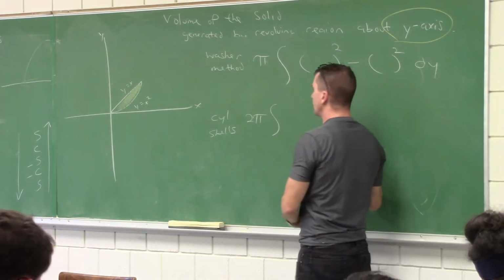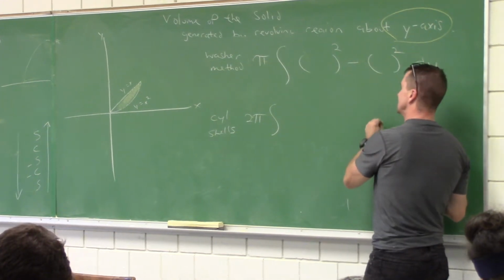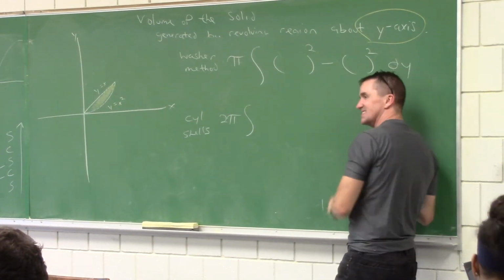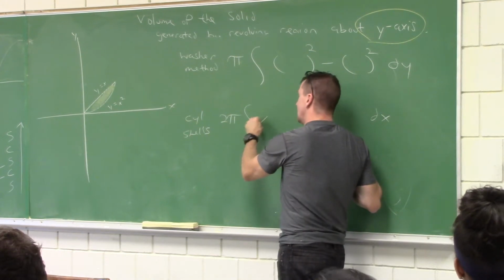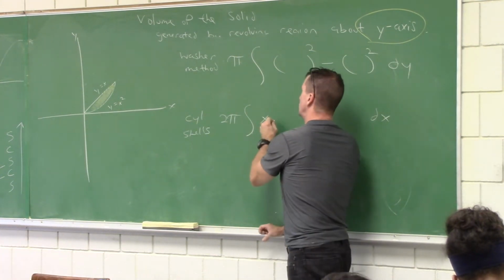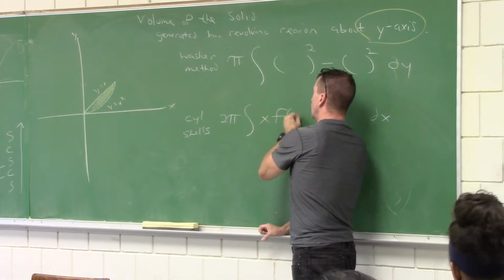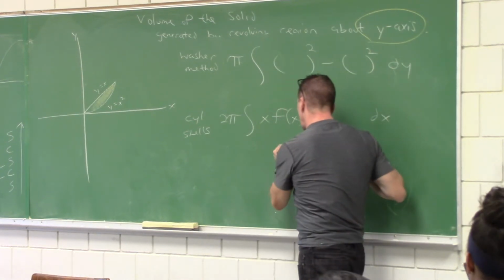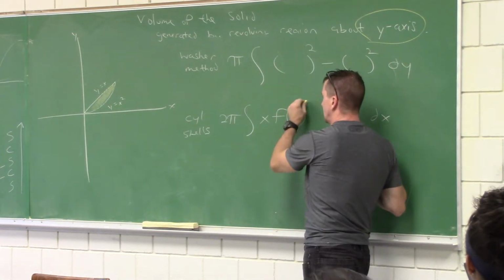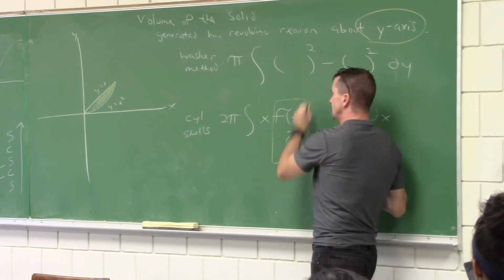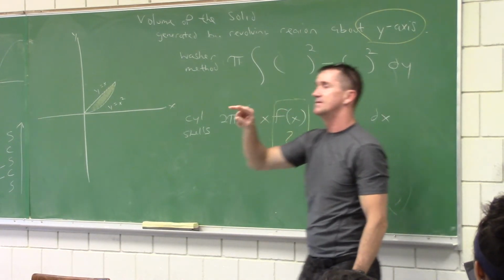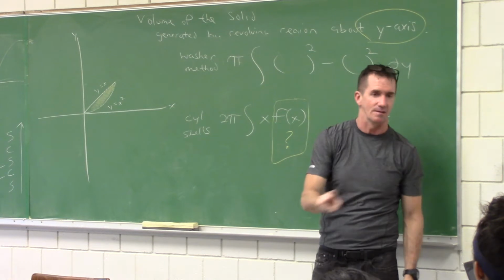But when it got revolved around the y-axis, what did we do? Dx. And here we just wrote the letter x. And then we put the function, right? Well, I'll just put a question mark here for now, because you and I might be kind of startled by this. How are we going to do that? Because how many functions do you have? 2. So that's what we're talking about.